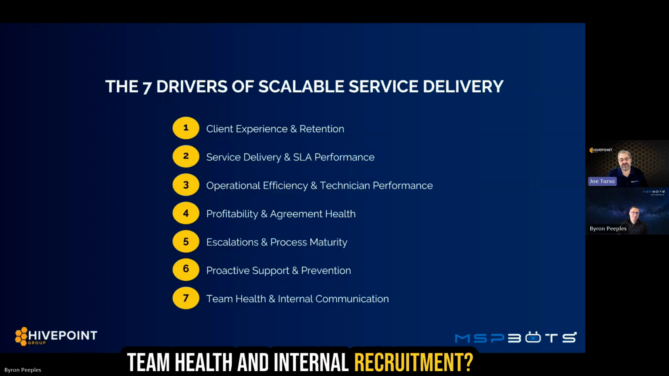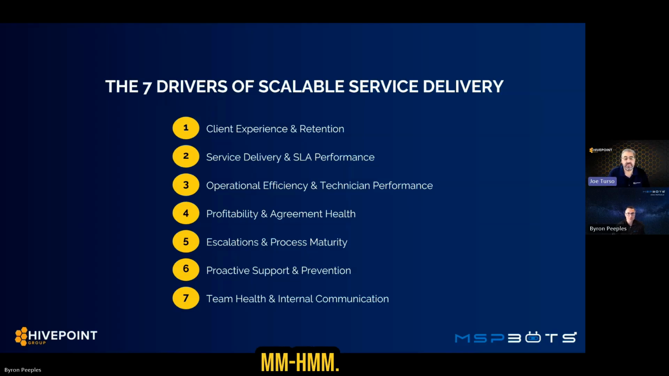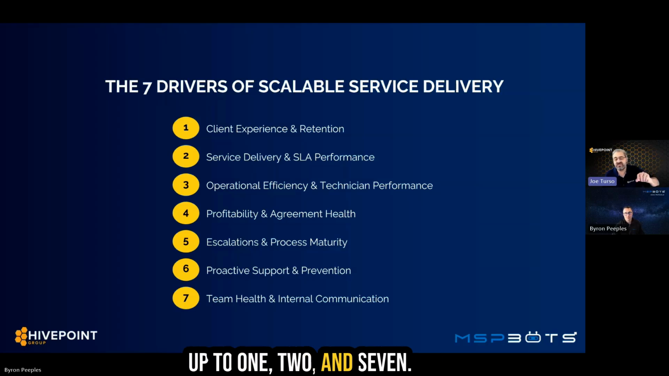Team health and internal. Well, no, team. I mean, this is important, right? This is where we'll go back up to 1, 2, and 7. That's a holistic picture.